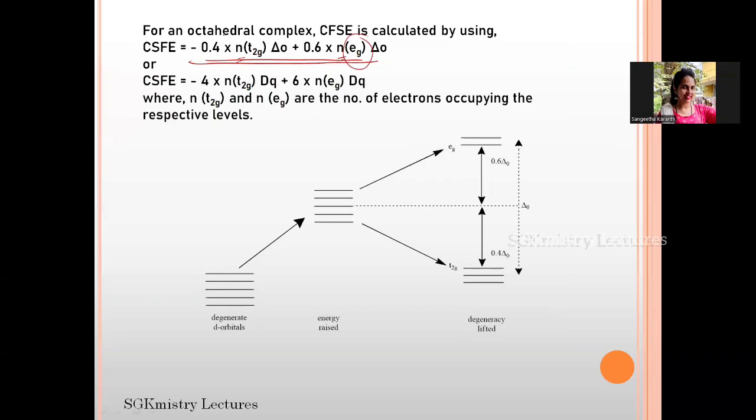Why 0.4 and 0.6? I think by now it is very clear, because this is 0.6 delta O and here there is 0.4 delta O, and based on that we are calculating. Why do we have minus? Because the energy has decreased for the T2G orbitals. We have a plus sign for 0.6 because the energy is increased for the EG orbitals. So that's why plus and minus. You can also calculate it this way; any one of the formulas you can remember so that you can calculate the CFSE.